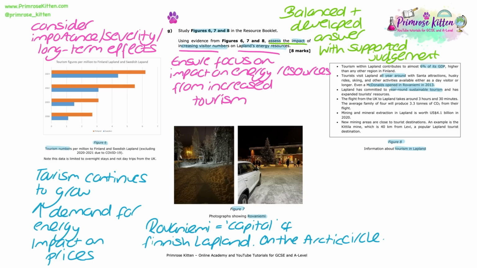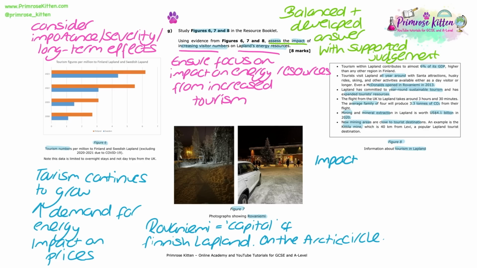That Lapland is committed to year-round sustainable tourism and has expanded tourist resources. The flight from the UK to Lapland takes around 3 hours and 30 minutes. The average family of 4 will produce 3.3 tonnes of carbon dioxide from their flight. That mining and mineral extraction in Lapland was worth $4.1 billion in 2020. And that new mining areas are close to tourist destinations. An example being the Kittilä mine, which is 40 kilometres from Levi, a popular Lapland tourist destination.